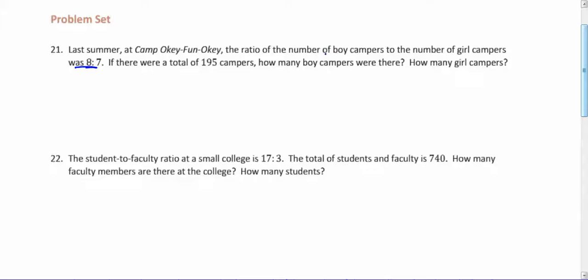In this case, boy campers to girl campers, and they said that there's a total of 195 campers. You want to find how many boy campers there are. How many girl campers are there? So be careful where you label that information. It doesn't say that there's that many more boys than girls. It just says that there's a total. So that's going to look a little different than what the more examples look like.